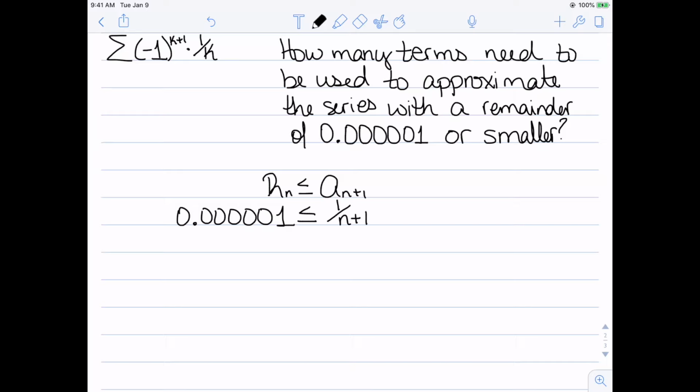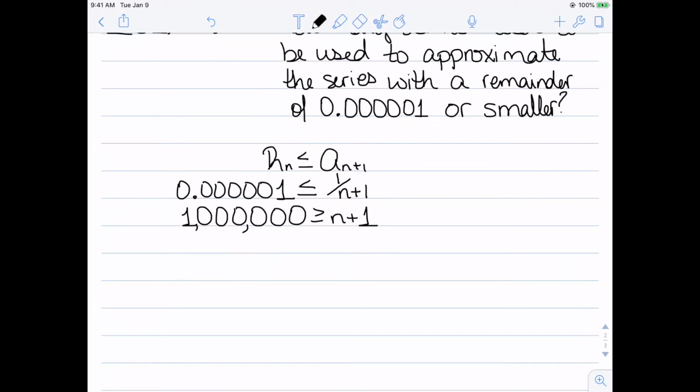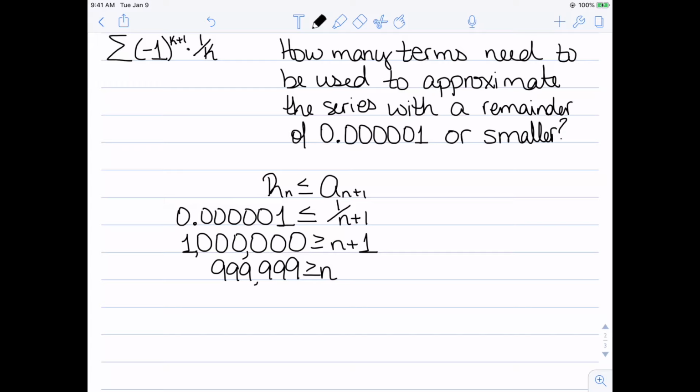I know that Rn is less than or equal to a sub n plus 1. So Rn needs to be 0.000001, which should be less than or equal to 1 over n plus 1, since I'm not considering the sign, not considering the -1, just the 1 over n plus 1. We take the reciprocal of both sides to get 1 million is greater than or equal to n plus 1. Subtracting 1 from both sides gives us 999,999. So we need at least that many terms in order to get this to within this remainder.